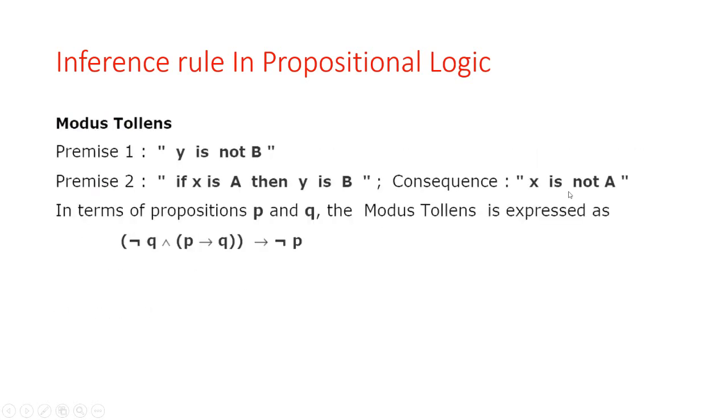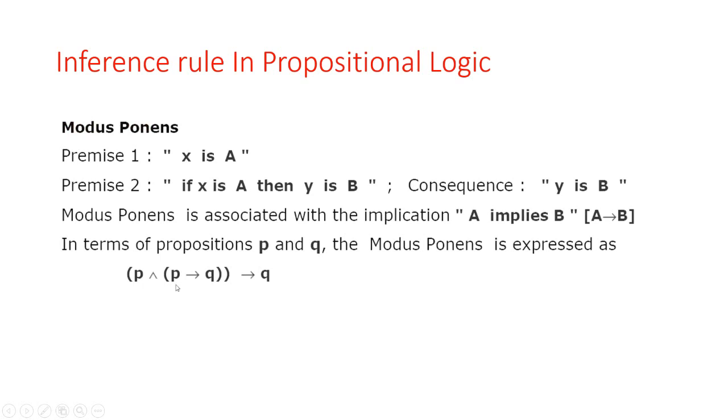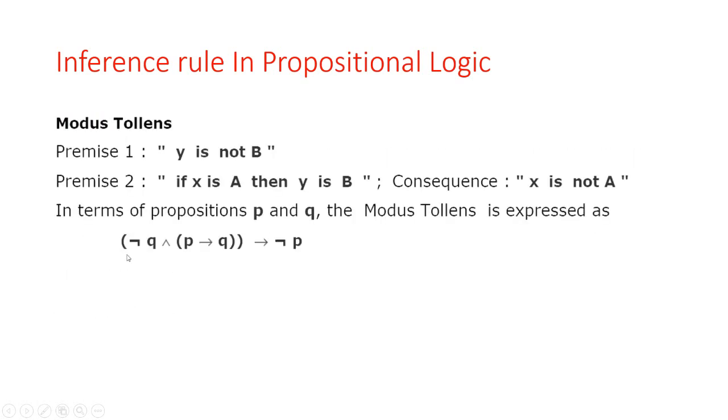Okay, so in terms of propositions P and Q, the modus tollens is represented in the form of a negation. Okay, so this is for the modus tollens, and in that we are performing the negation operator: negation of Q and P implies Q, bracket complete, implies negation of P. Okay, so these are the two inference rules used in propositional logic. Thank you.